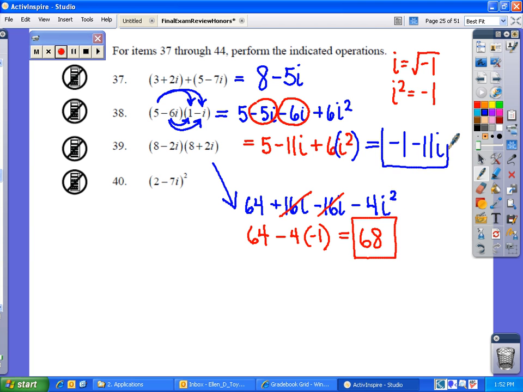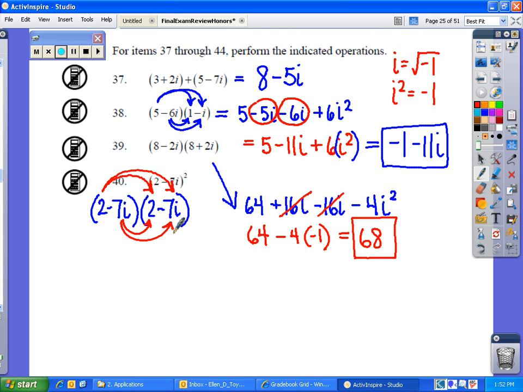The last problem in this section, number 40, should first be rewritten to show both binomials, 2 minus 7i times 2 minus 7i. Again, we can do this by FOIL or double distribution. I'll put the arrows in. First times first, outer times outer, inner times inner, and last times last. The resulting multiplications give us 4 minus 14i minus 14i and plus 49i squared.